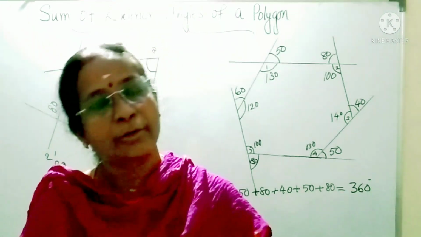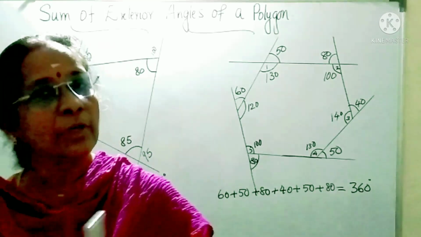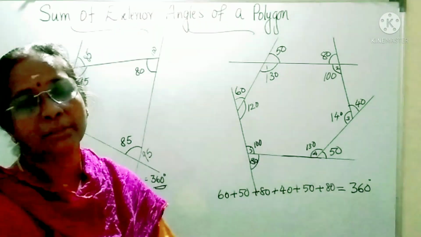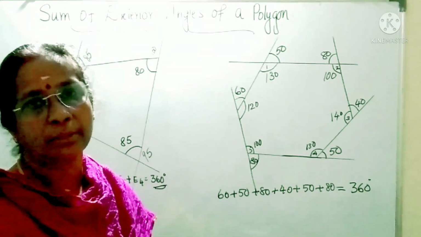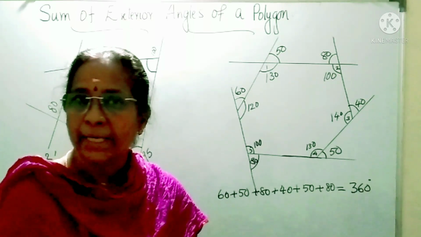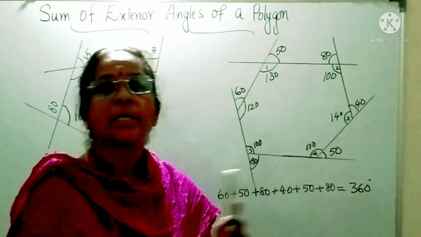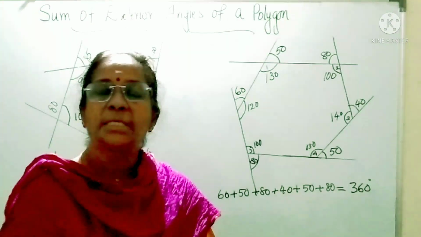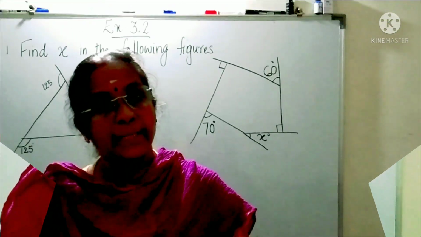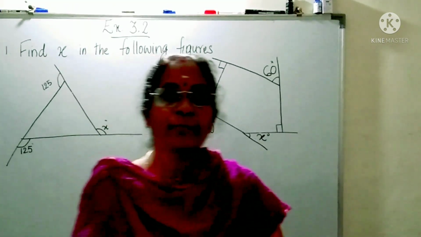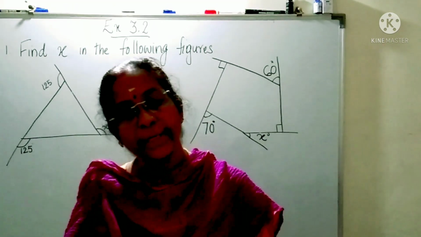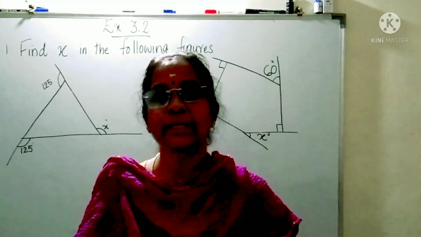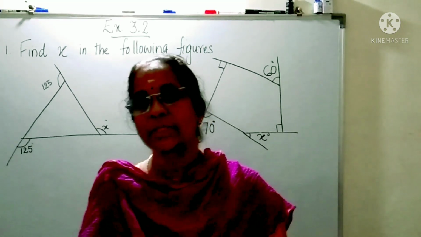Now, if you wish, you can also take three or four polygons of different sides, find the interior angles and then find the exterior angles. You will come to know that the sum of exterior angles of any polygon, even if it has 100 sides, will be 360 degrees. Now we learned that the sum of exterior angles of a polygon is always 360 degrees. Now we are going to solve exercise 3.2 using these concepts.